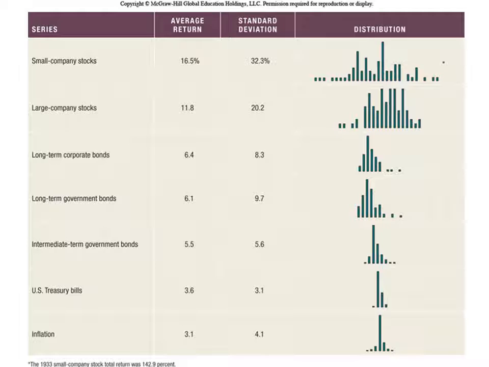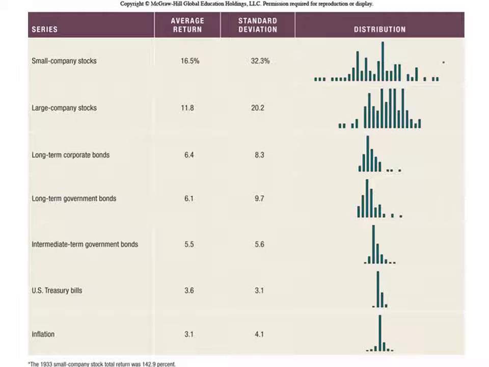And long-term government bonds should be safer than long-term corporate bonds, so it makes sense that they return less. And intermediate-term government bonds suffer less interest rate risk, so they should offer less return, and they do. And finally, at the bottom, we have the U.S. Treasury bill, which has no default risk, in theory, and also has very little interest rate risk, so it's got the lowest return of any asset here. So that all makes sense.